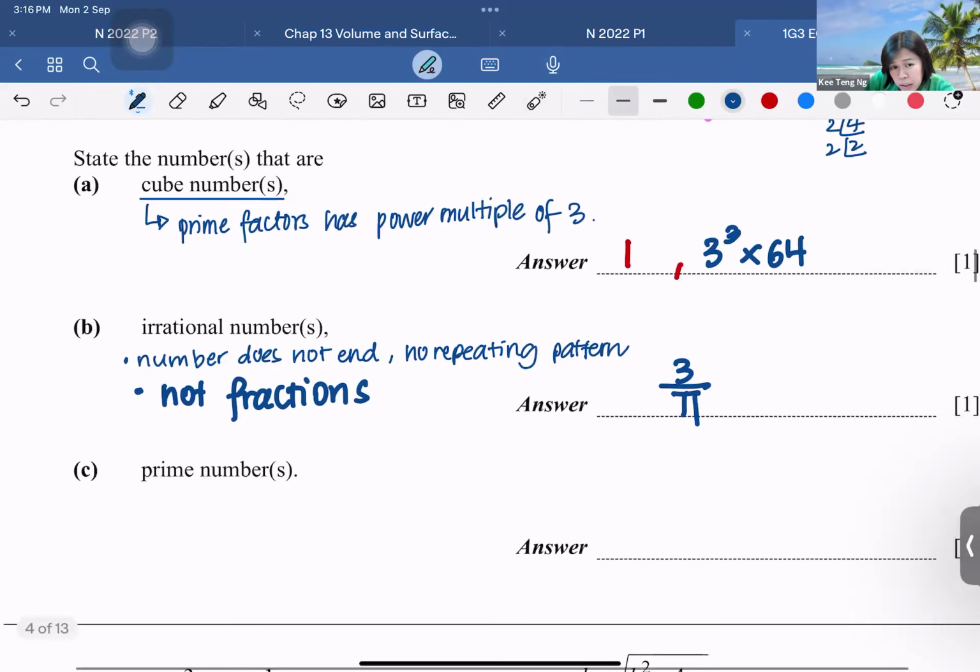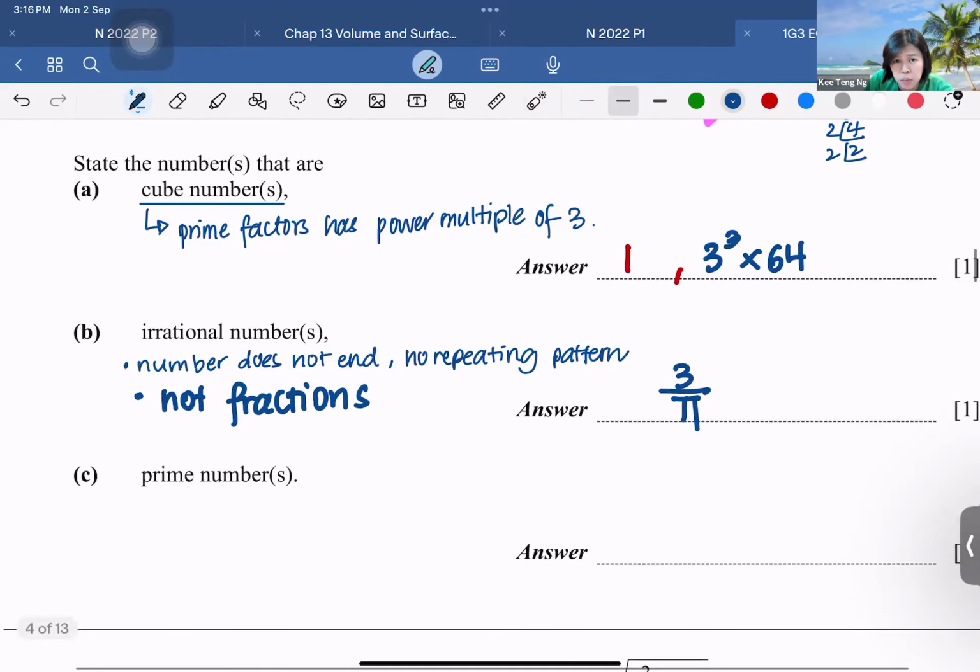Next one, prime numbers. What's the smallest prime number? A prime number only has two factors, right? 1 and itself. Is 1 a prime number?